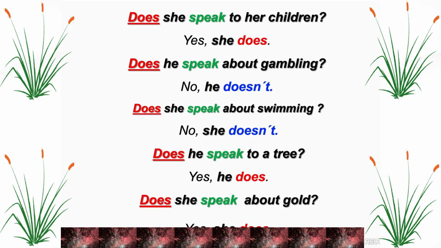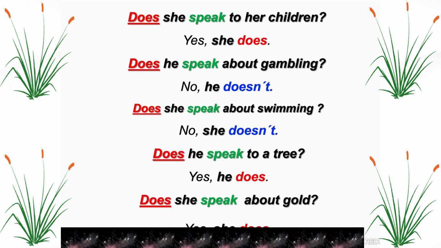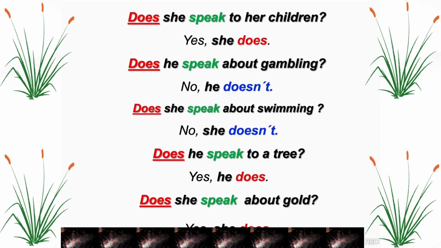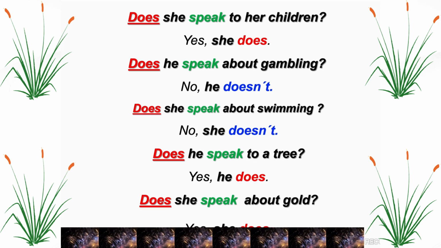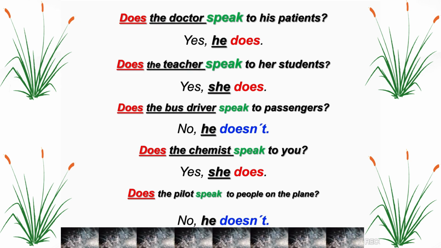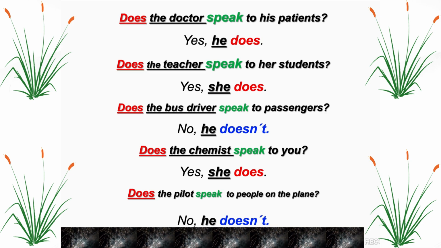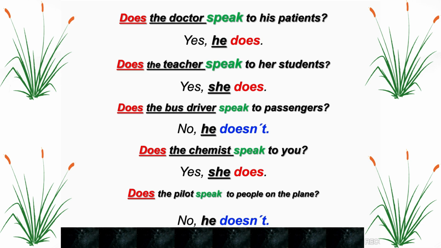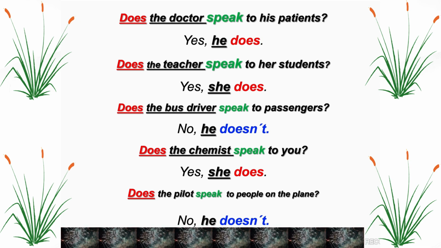Does she speak about gold? Yes, she does. In all the questions, the question starts with does. The answer, yes, he does. No, he doesn't. Yes, she does. No, it doesn't. More examples. Does the doctor speak to his patients? Yes, he does. The doctor means he.